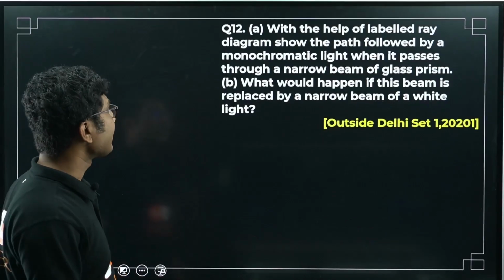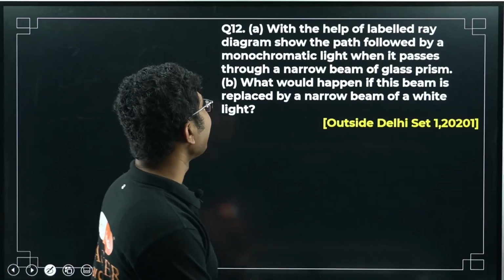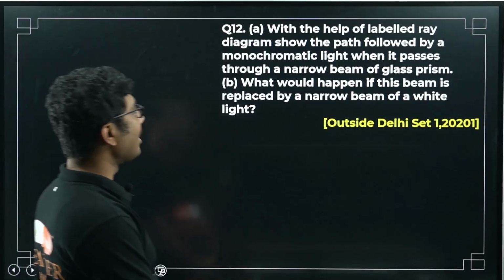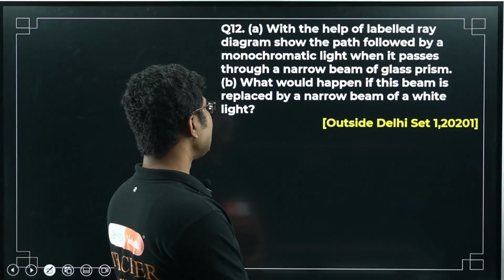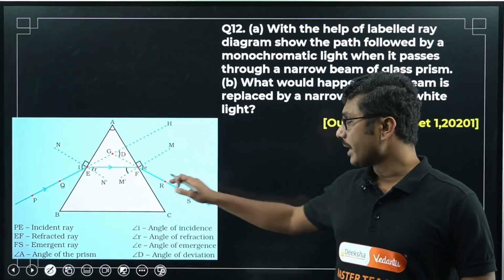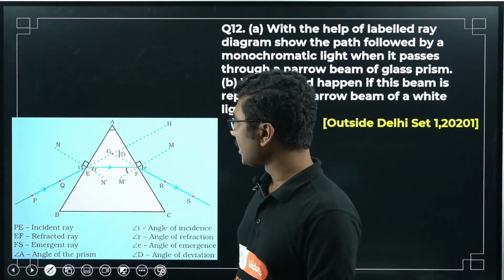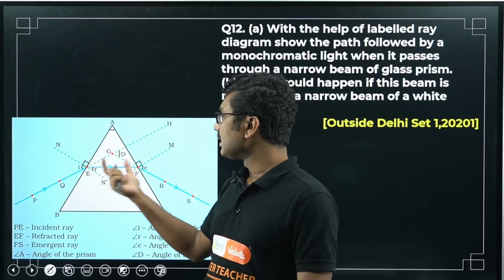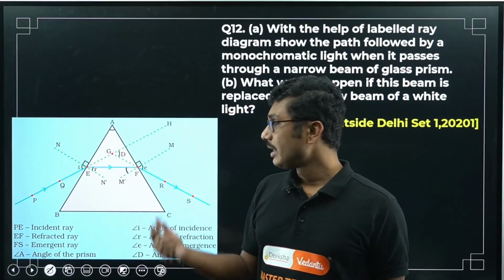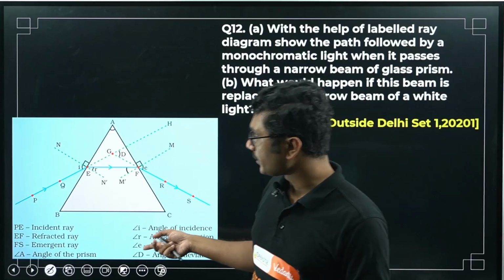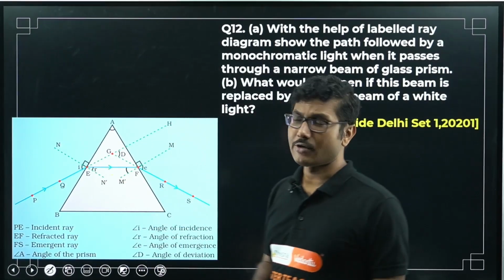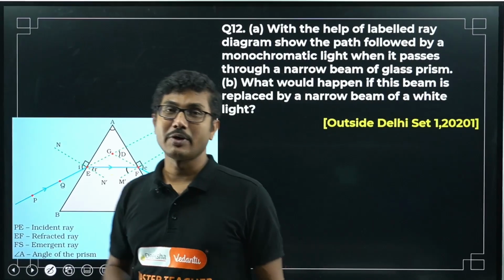So what to do? Next question is, with the help of a labeled ray diagram, show the path followed by a monochromatic light when it passes through a glass prism. What would happen if the beam is replaced by a narrow beam of white light? So basically this is the diagram for a narrow beam of monochromatic light passing through a glass prism. You have to mark this is incident ray, angle of incidence. Okay, this is the refracted ray inside the prism, this is the emergent ray. Okay, everything you have to mention, all the angles you have to mention. Okay, incident ray, refracted ray, emergent ray, these three you have to mention. Draw the diagram as correctly as you can.